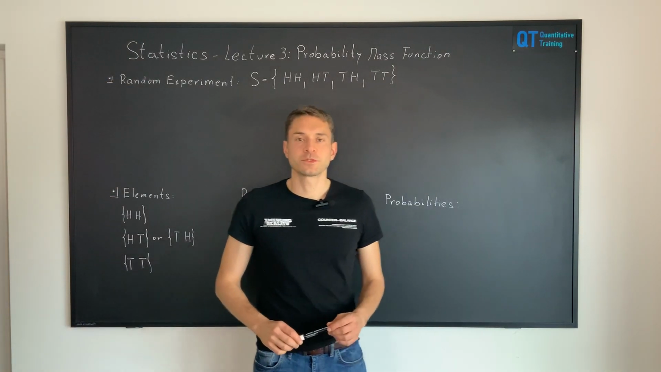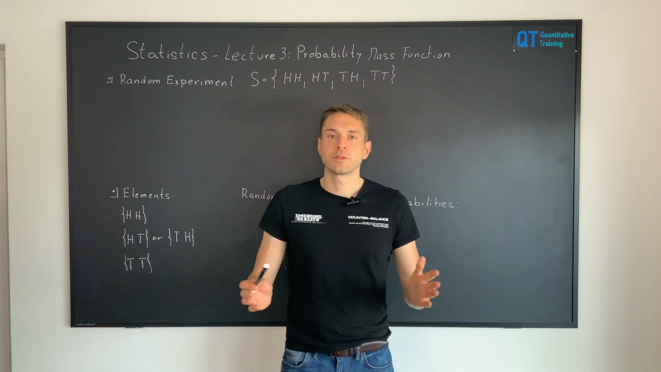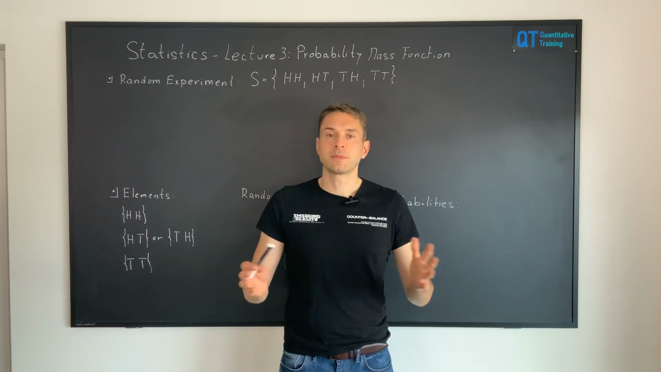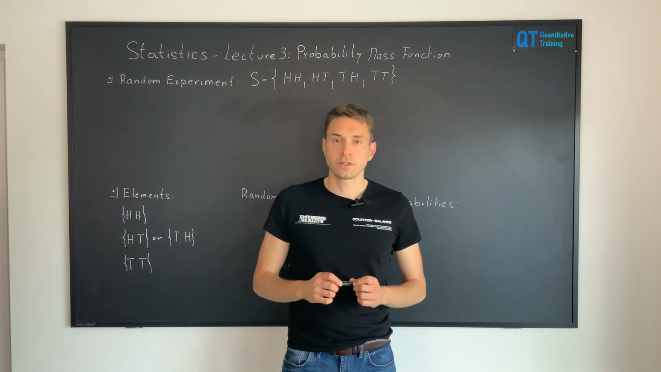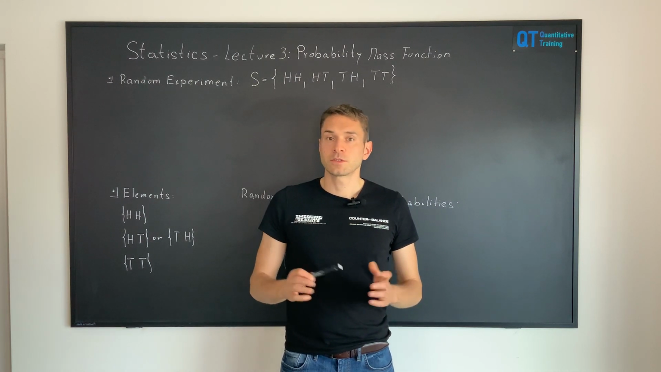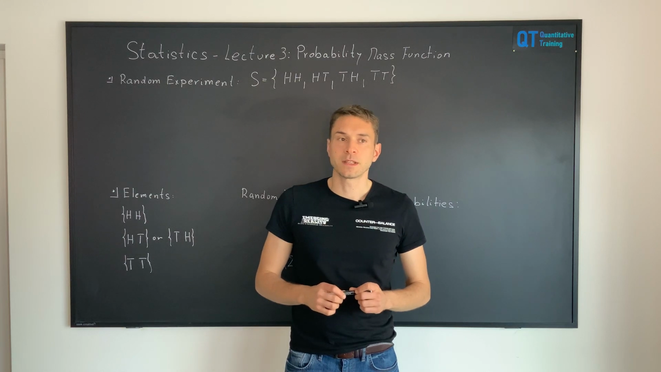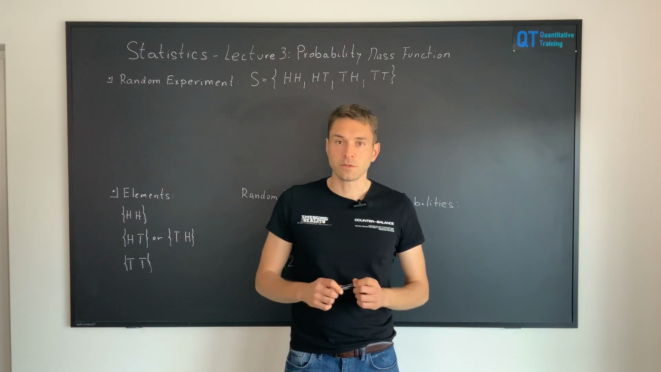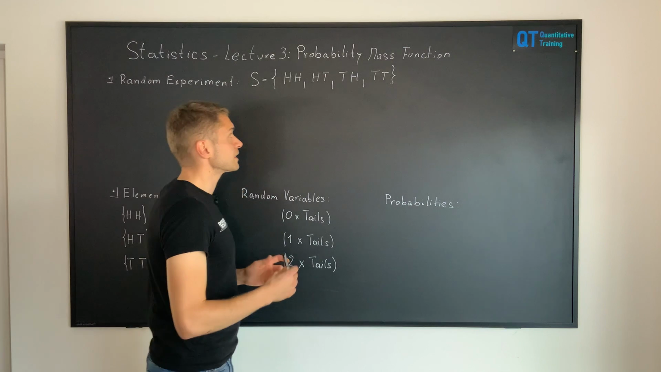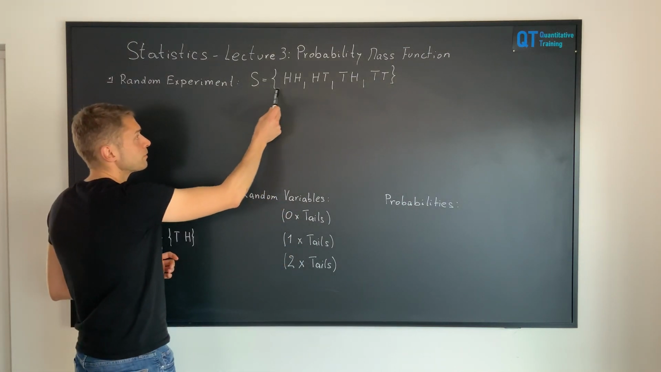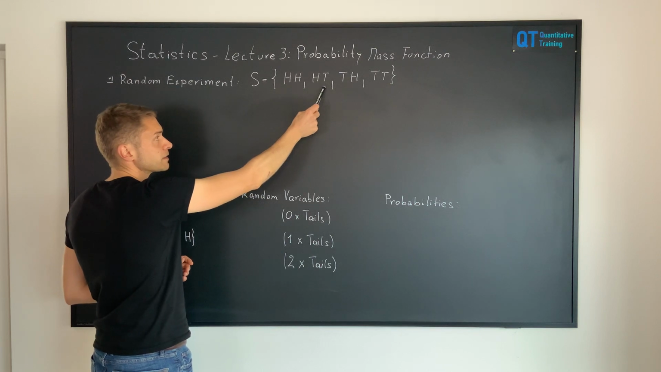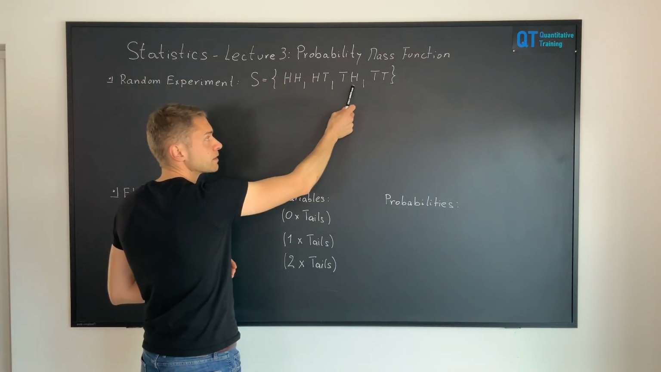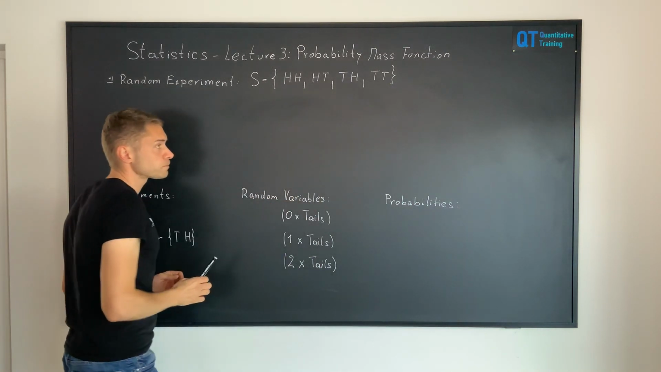Hello and welcome to the third lecture on statistics, where we are going to introduce the probability mass function. We saw in the first lecture of this series, where we introduced the random experiment of flipping a coin 2 times in a row, that the corresponding sample space is composed of either 2 times heads, first heads then tails, first tails then heads, or 2 times tails in a row.